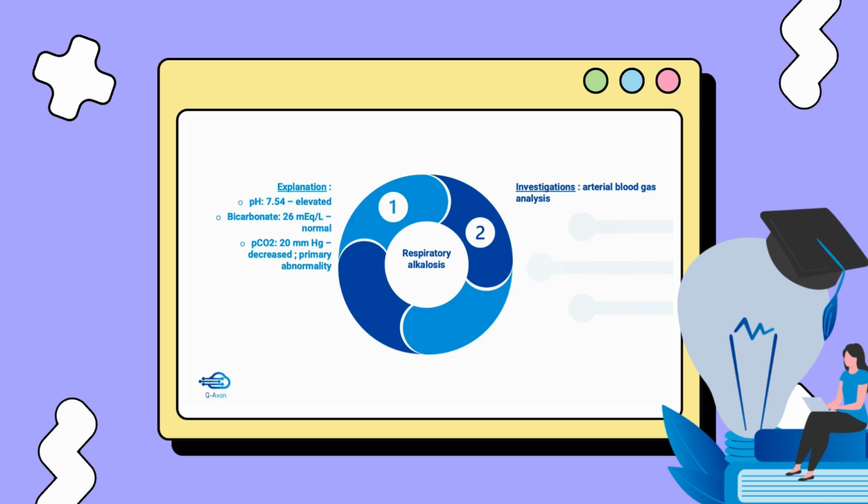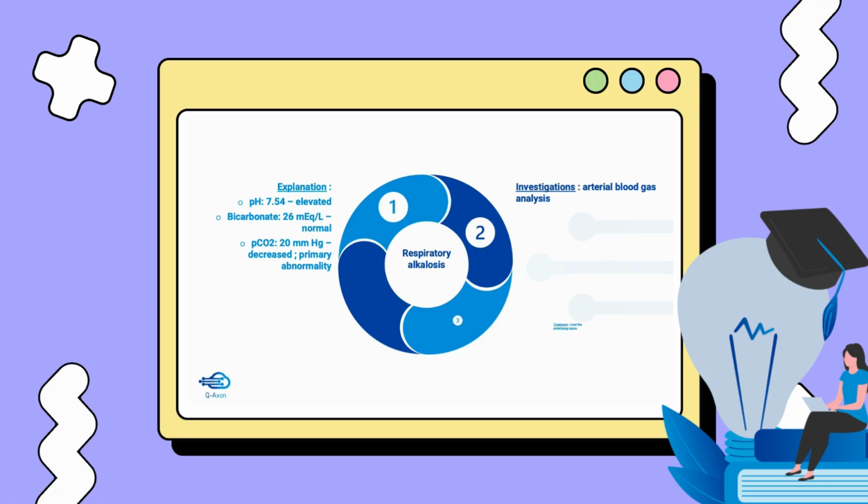Coming to the investigations, the main investigation being the arterial blood gas analysis along with other parameters like blood sugar level, creatinine, serum electrolytes, chest x-ray and the pulmonary function test. What are the compensatory mechanisms which come into action in this case? Increased renal excretion of bicarbonate ions to eliminate the bicarbonate ions and to bring the pH to normalcy. Reduction in urinary titrable acidity and ammonium ions to conserve hydrogen ions to decrease pH.